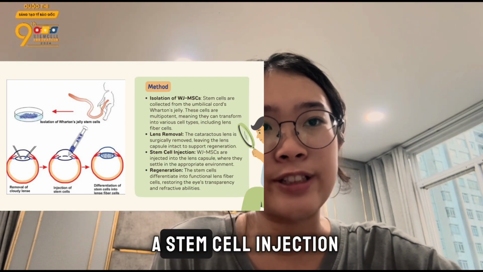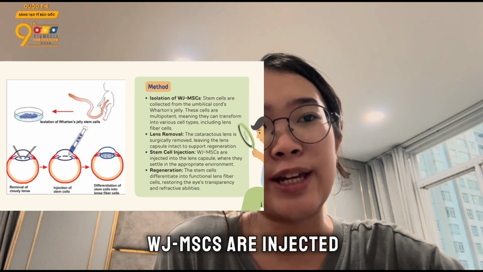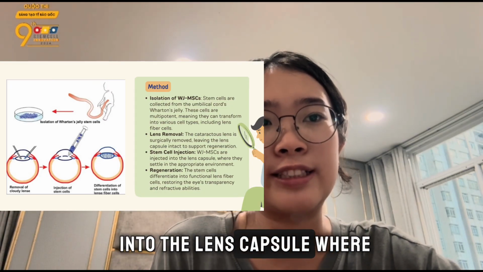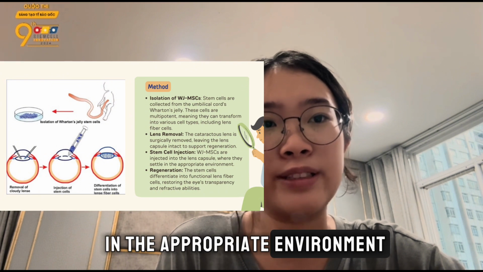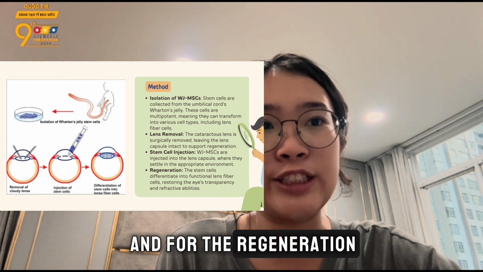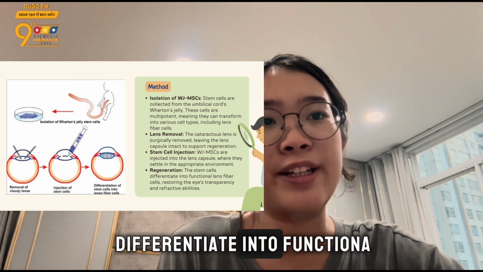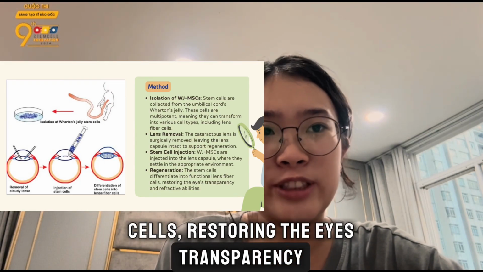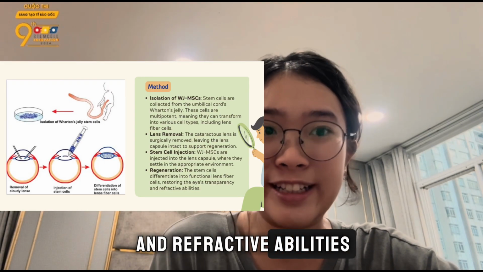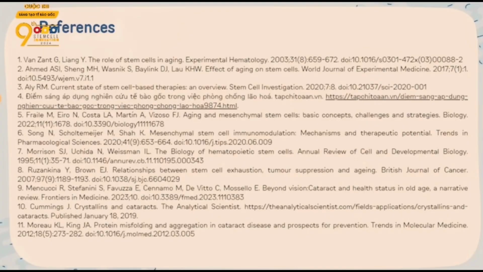After that, for the stem cell injection, WJ-MSCs are injected into the lens capsule where they can settle in an appropriate environment. And for the regeneration, the stem cells differentiate into functional lens fiber cells, restoring the eye's transparency and refractive abilities.